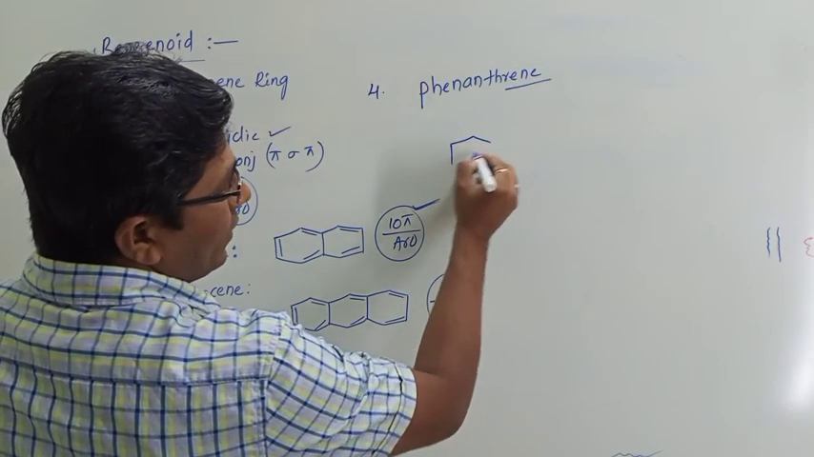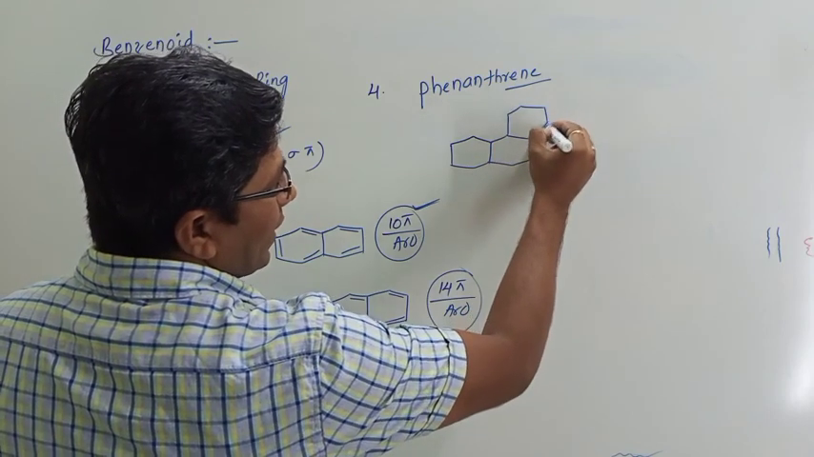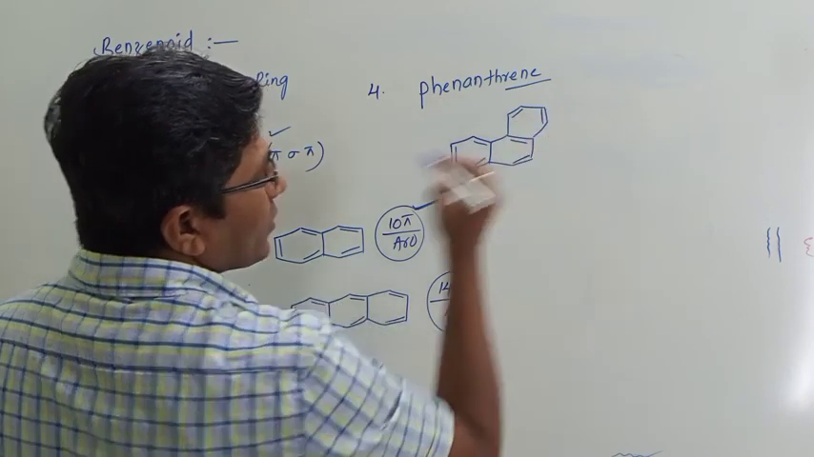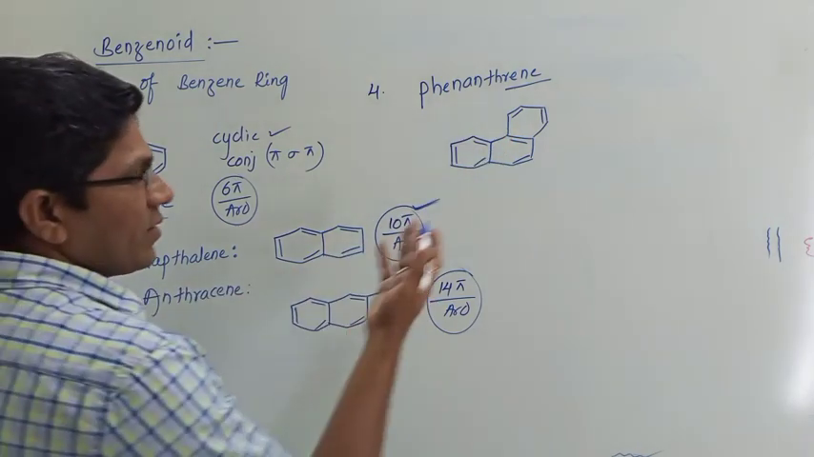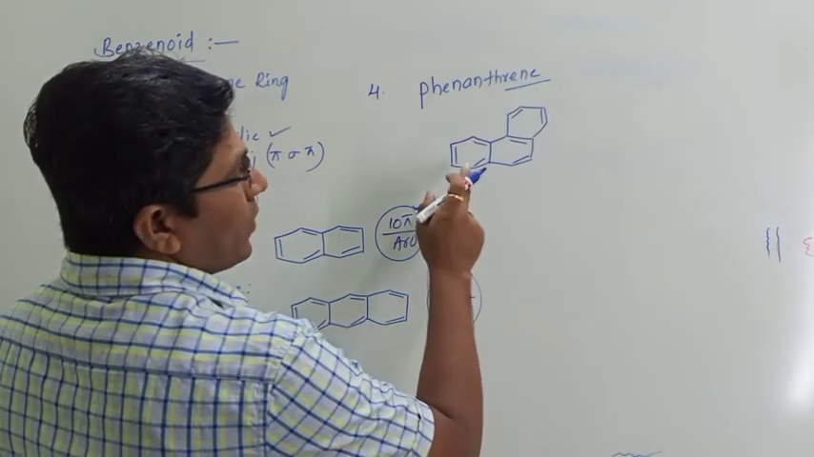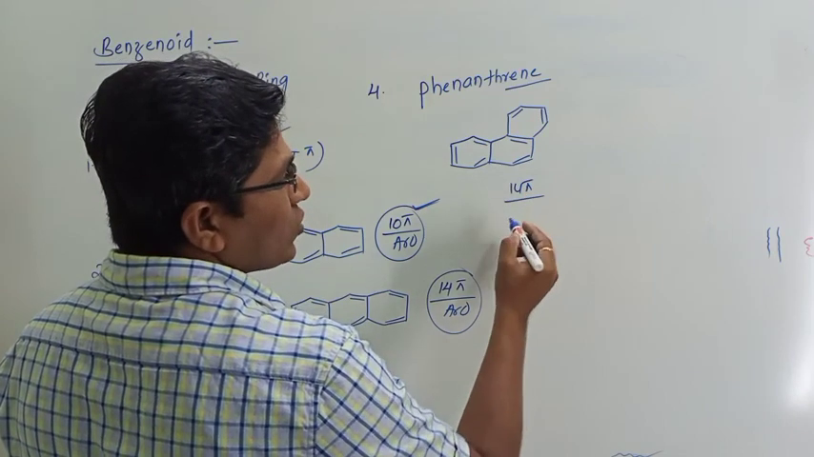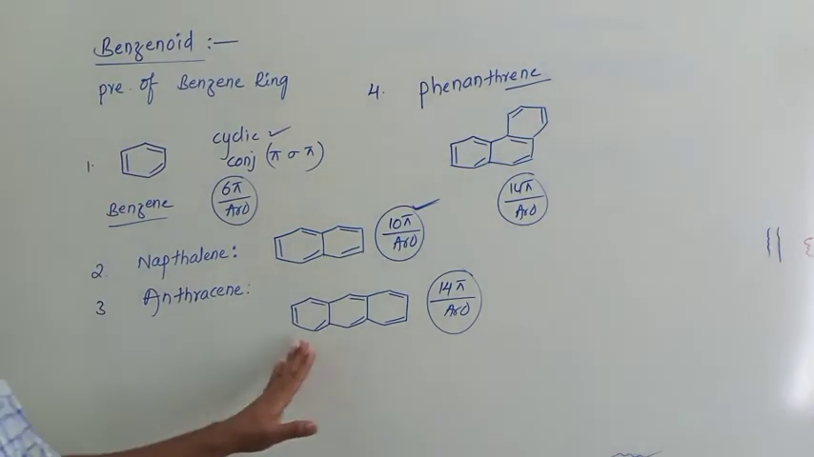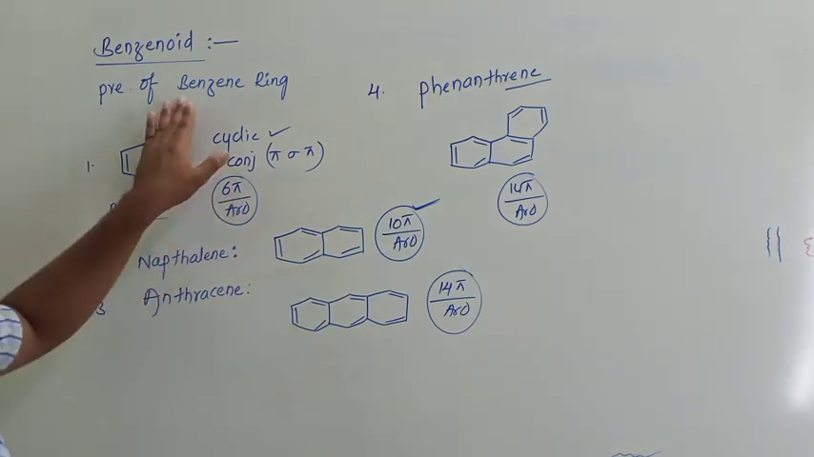Phenanthrene. Same as anthracene, presence of 3 rings, but one ring is like this. Now, see here. All double bonds are in conjugation. See, in anthracene the three rings are straight, but here one is bent. Same, a cyclic compound that undergoes conjugation and has 4n plus 2 electrons. 14 π electrons, 4n plus 2 rule, follows Hückel's rule, therefore it is aromatic in nature. Now, these all are, what are they? Benzenoid compounds. Presence of a benzene ring, those are benzenoid compounds.